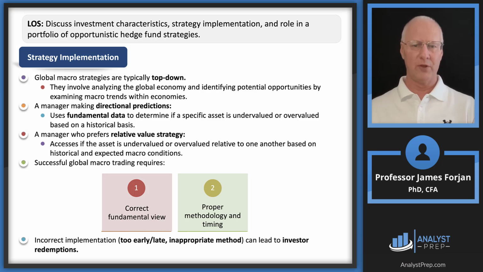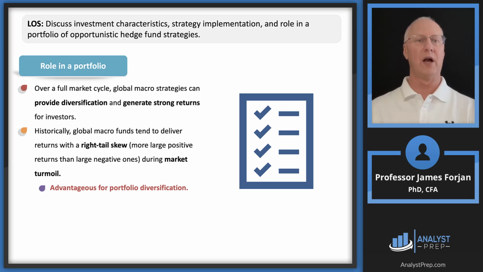Correct fundamental view, proper methodology, and timing. So that's characteristics of a successful macro trader in this hedge fund strategy. Now look at that bottom bullet point down there. Boy, timing is everything. I've said this to you guys before. My wife is a big fan of that. Timing is everything in life. And so incorrect implementation, too early or too late. And then layer that with an inappropriate method. I mean, clearly we don't want to use the capital asset pricing model to determine whether an orange juice futures contract is over or undervalued.